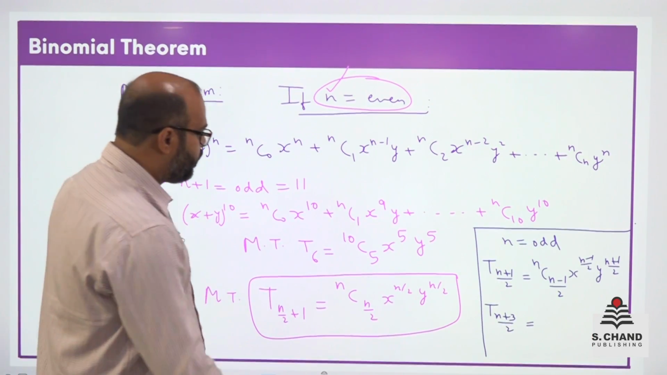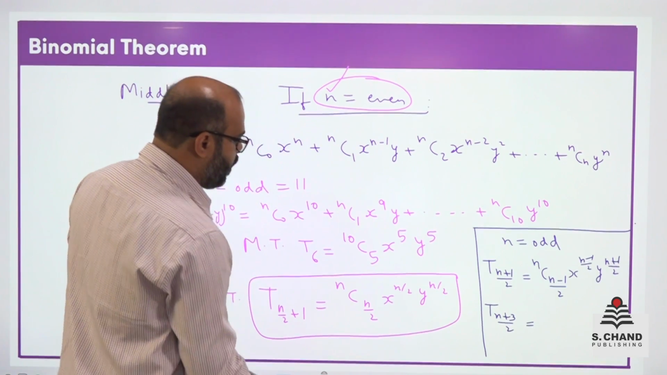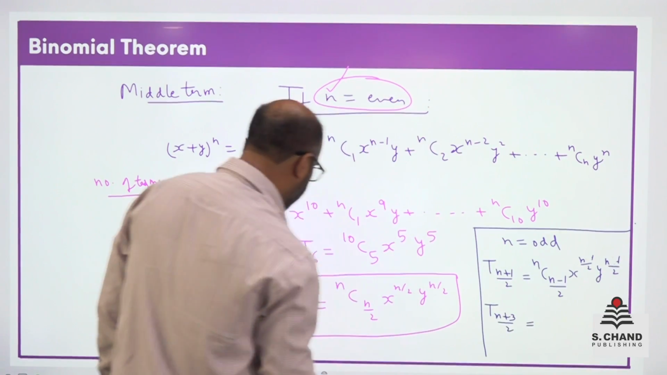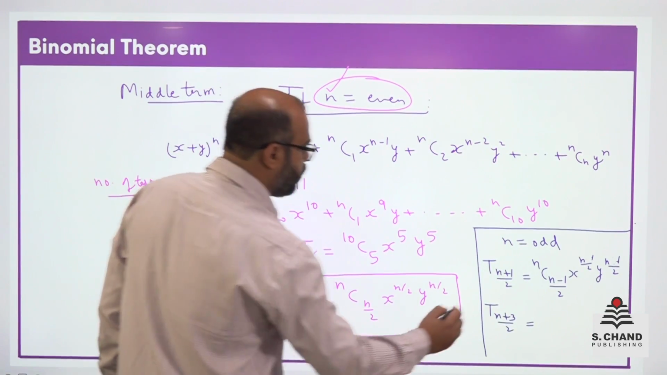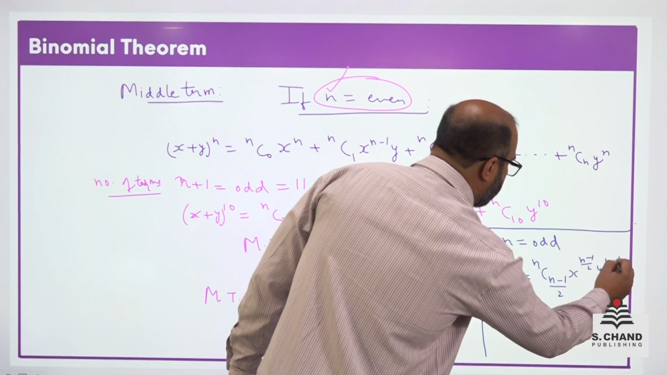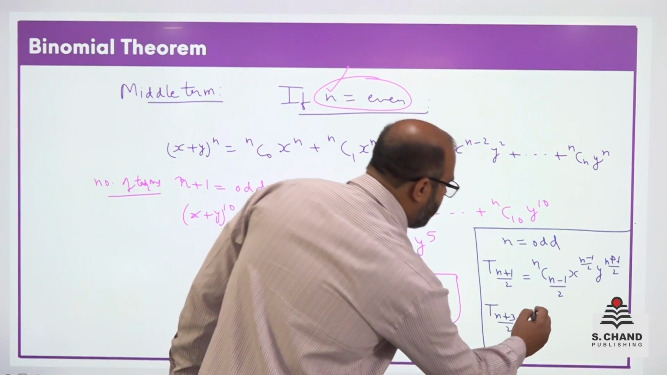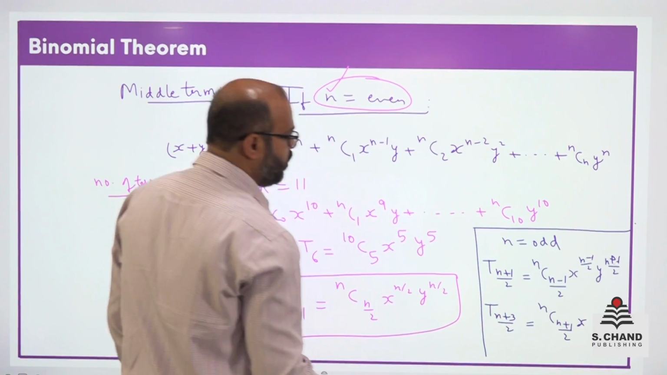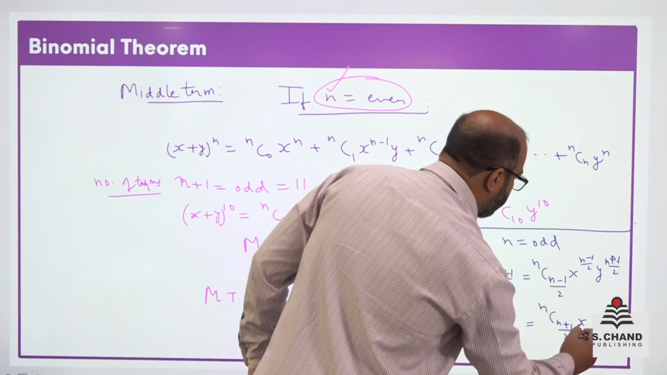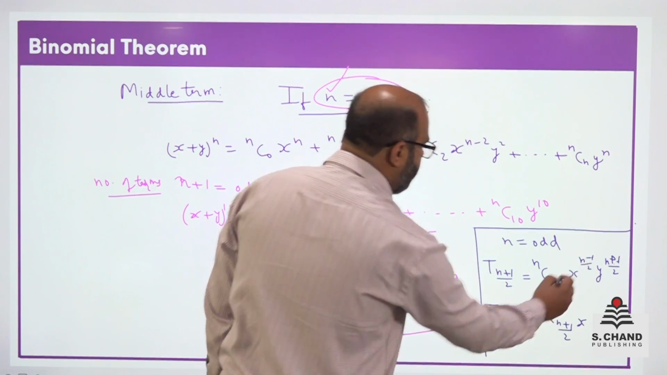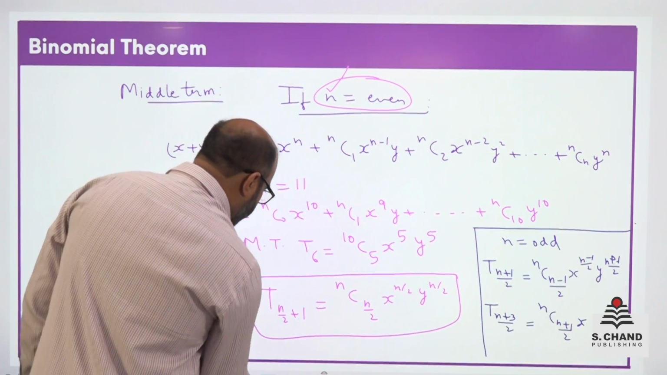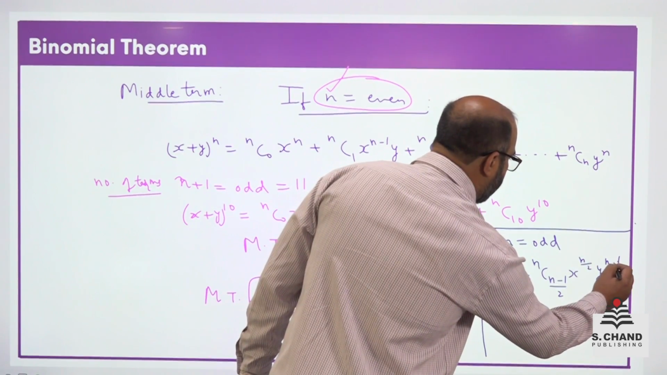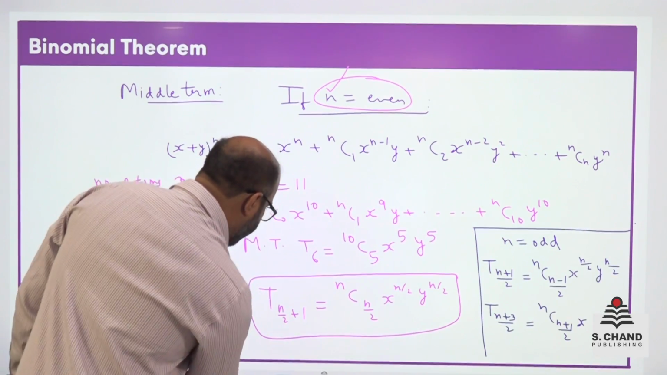So, or you say here plus, here minus, to be correct. Here minus, here plus. And the other middle term will be nC(n+1)/2 x to the power n. This was n minus r, oh sorry, so here it was plus 1, I didn't correct it, I have again written it as it is.